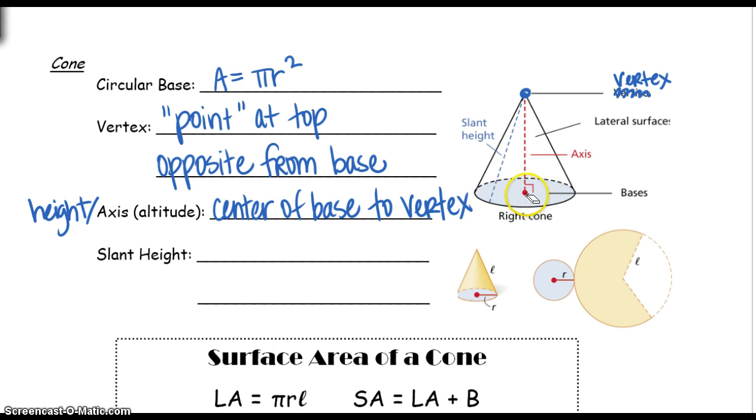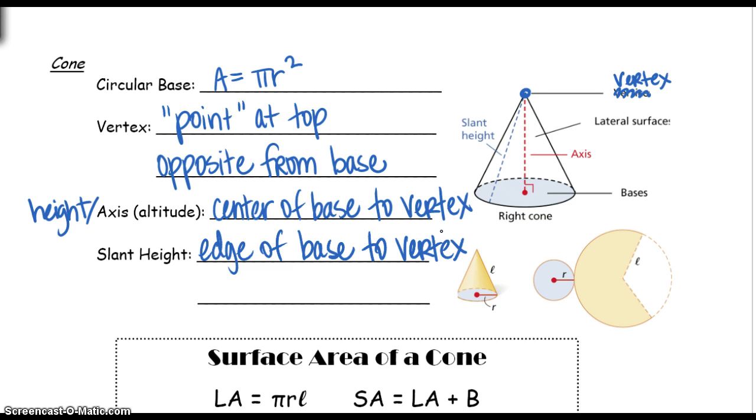Okay, center of the base all the way up to the vertex like that. And then the last thing we talk about is slant height. So this goes from your edge of your base up to your vertex. So edge of base to vertex.